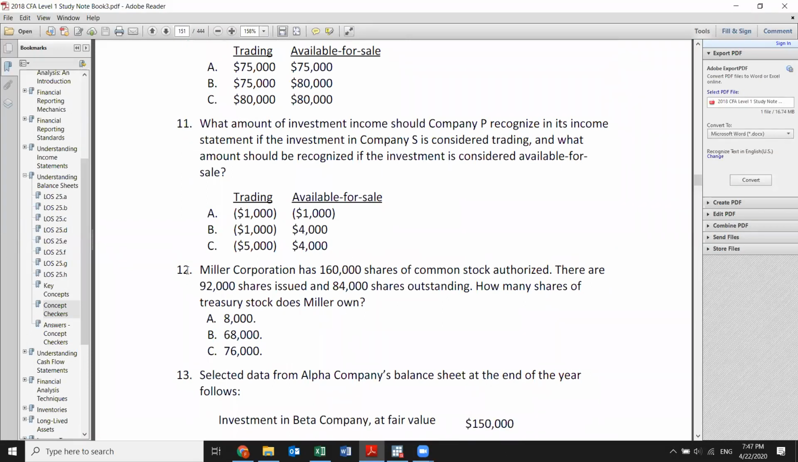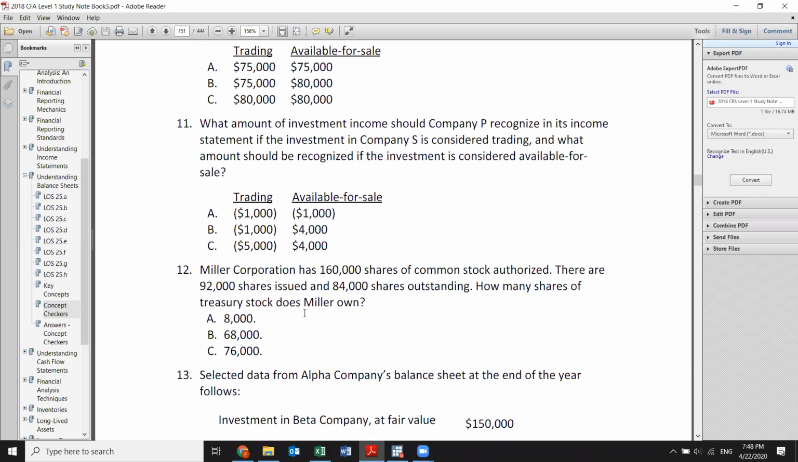Coming to question 12, the Miller Corporation has 160,000 shares of common stock authorized. There are 92,000 shares issued and 84,000 shares outstanding. How many shares of treasury stock does Miller own? So it's very easy and simple. What are you doing here?